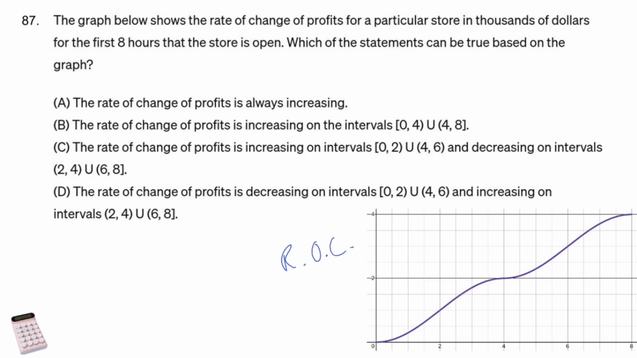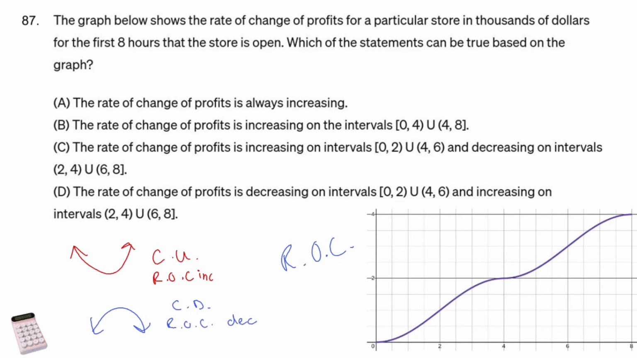Okay, and what it looks like here is we're dealing with, if I'm thinking rate of change and I'm looking at words like increasing and decreasing and stuff like that, I'm thinking concavity. So let's remind ourselves what concavity looks like. This is concave up. Concave up is when the rate of change is increasing. This is concave down. Concave down is when the rate of change is decreasing.